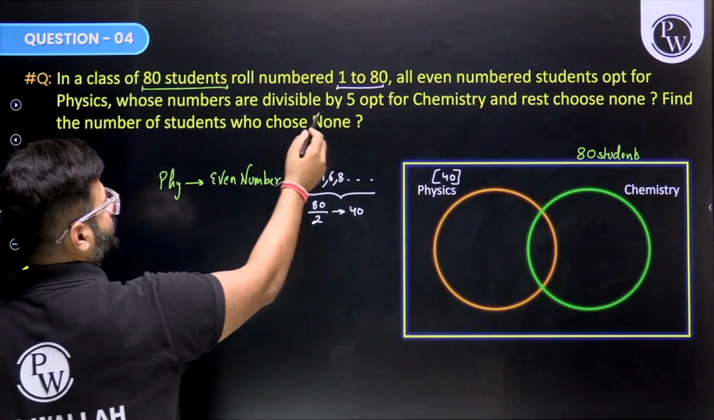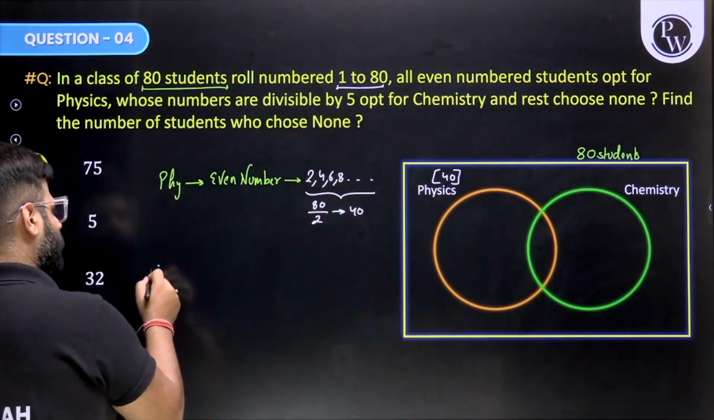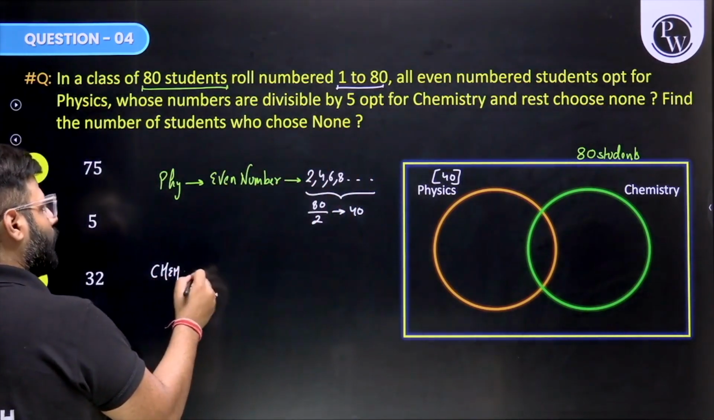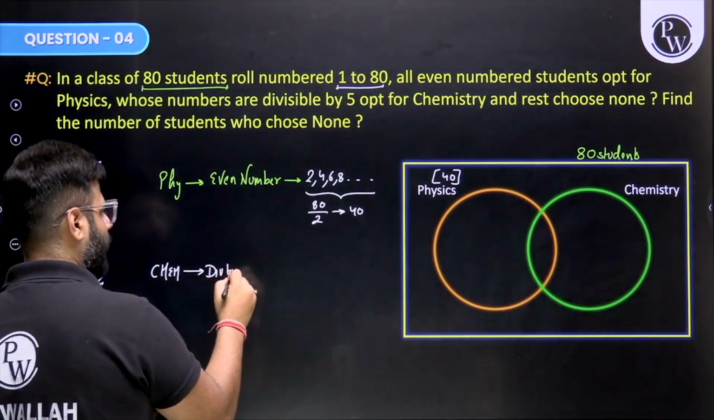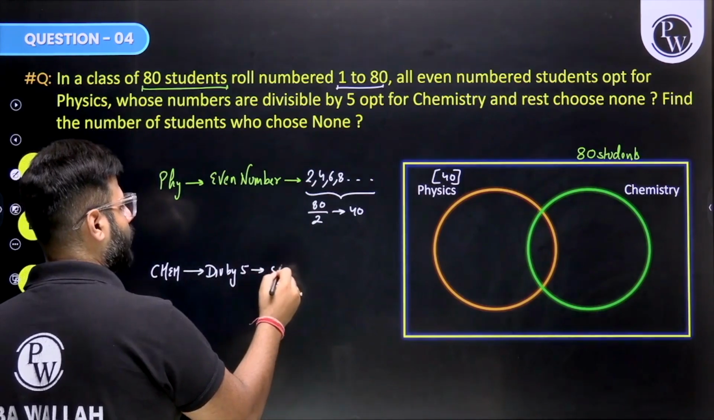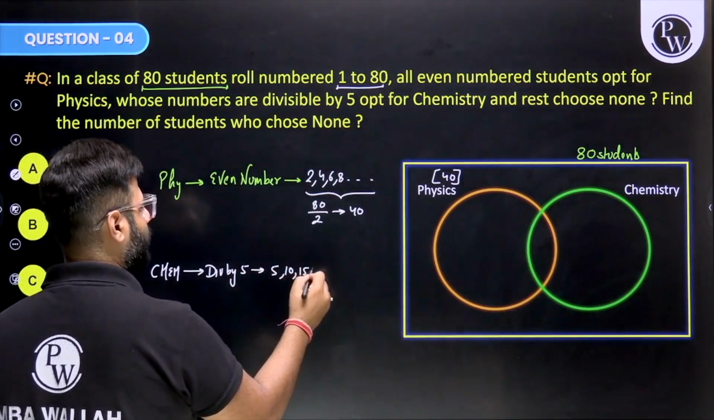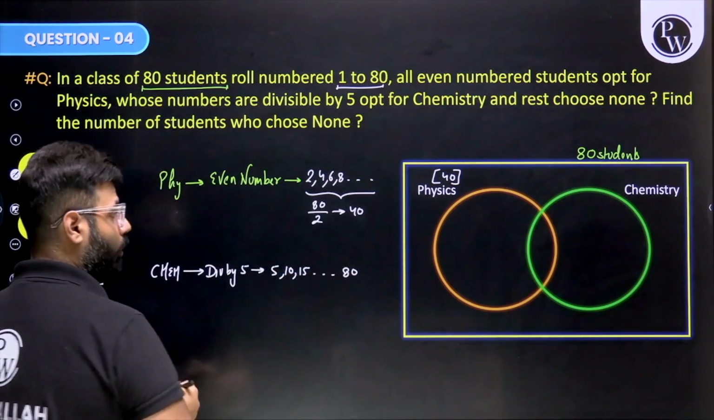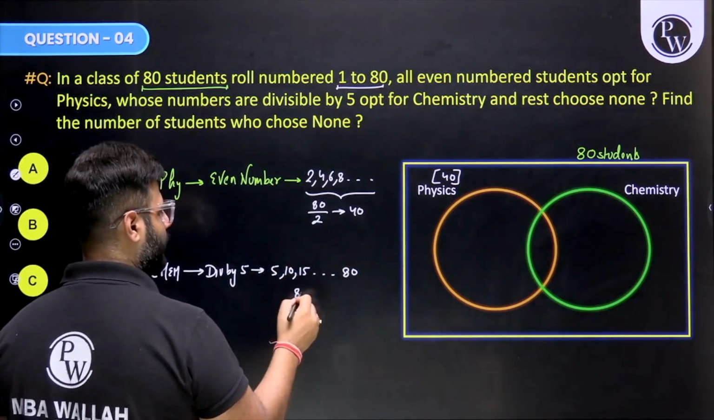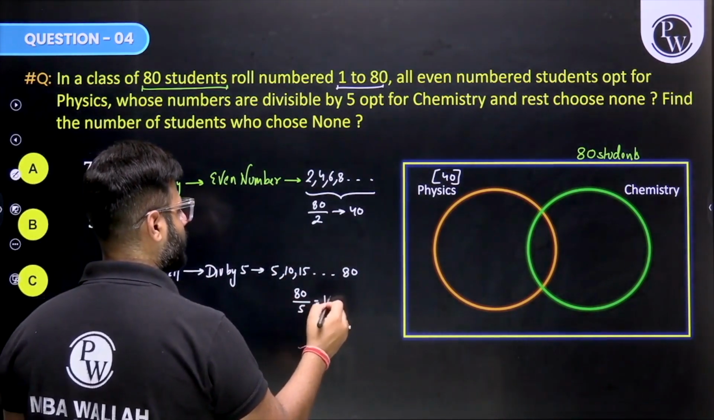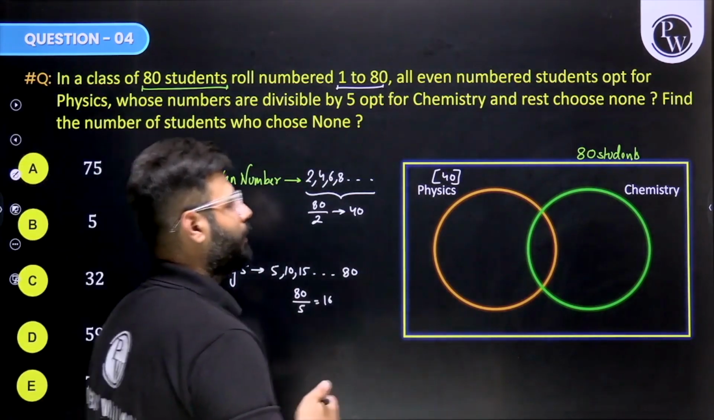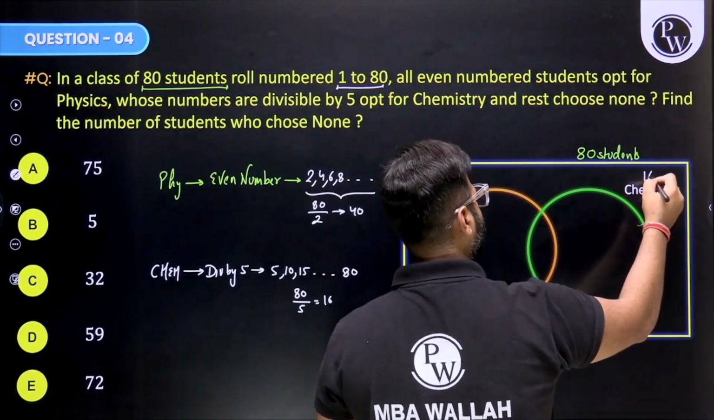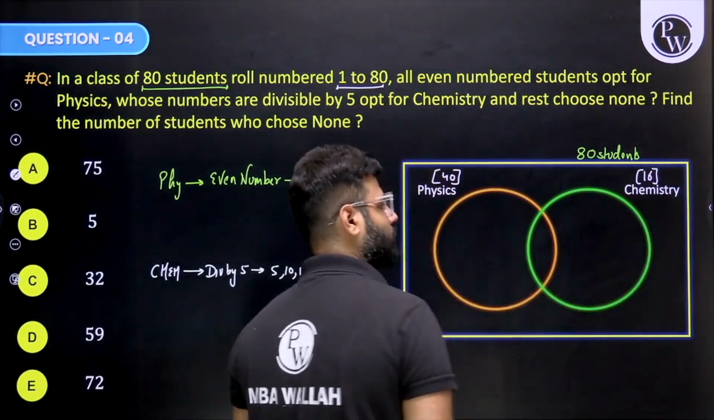And then the numbers divisible by 5 are for chemistry. So what happens with the chemistry, guys? Divisible by 5, right? That simply means I'm looking for numbers like 5, 10, 15, and so on till 80. How many such numbers? 80 divided by 5, that means 16. 16 multiples of 5 will come. And that means we have 16 people who opted for chemistry. Fantastic.